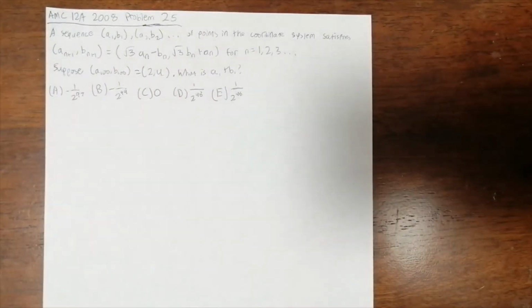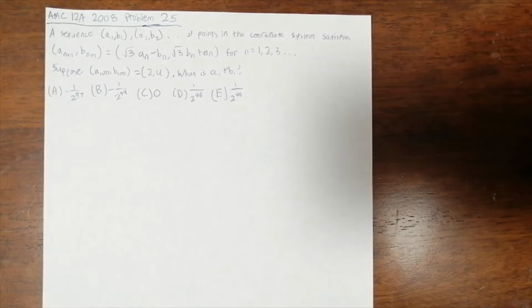Okay, so this is the AMC 12A 2008 problem 25. A sequence (a_1, b_1), (a_2, b_2), ... of points in the coordinate system satisfies (a_{n+1}, b_{n+1}) = (√3 a_n − b_n, √3 b_n + a_n) for n = 1, 2, 3, etc. Suppose (a_100, b_100) = (2, 4). What is a_1 + b_1?